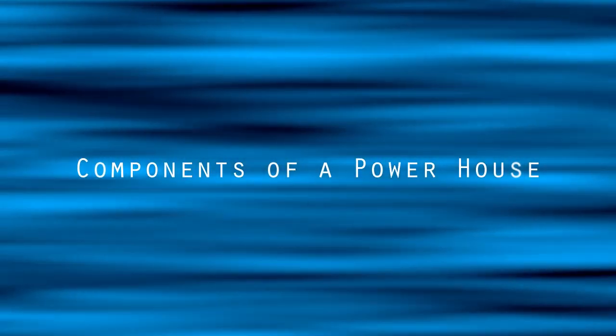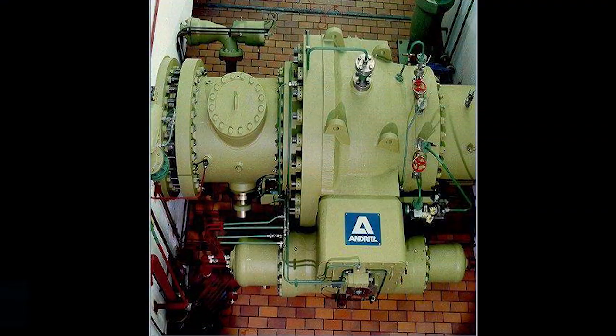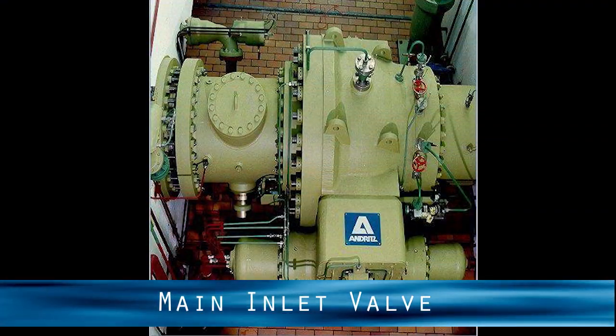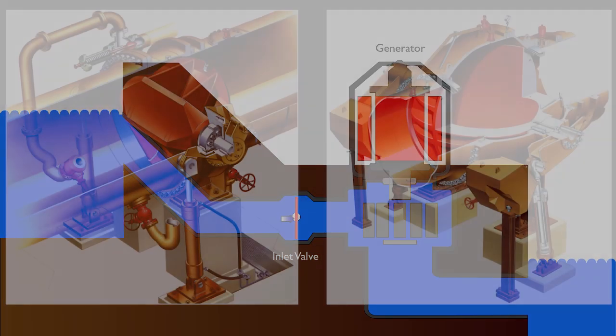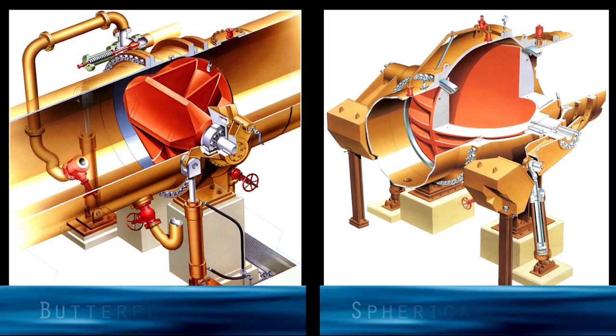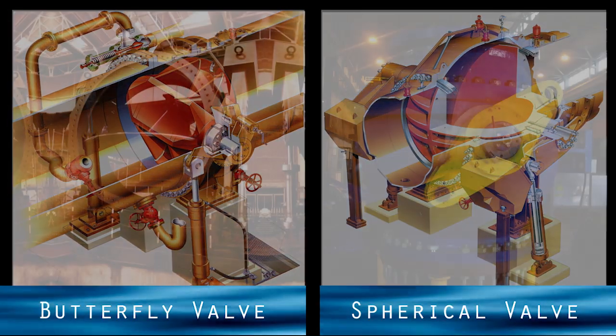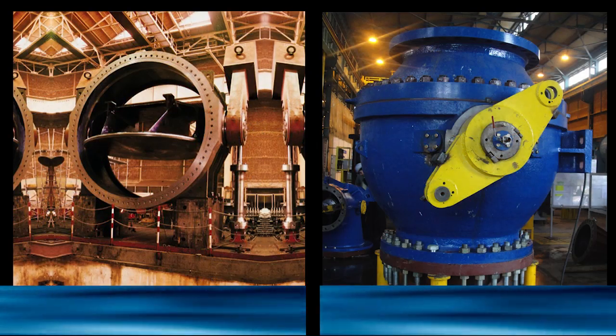Components of a powerhouse. Main inlet valve. Valves are used to control the water flow into the turbine. When the valve is closed, the water flow is stopped. Hence, the valve is also a safety device to stop water flow in emergency. The butterfly valve and the spherical valve are the two commonly used types of valves.